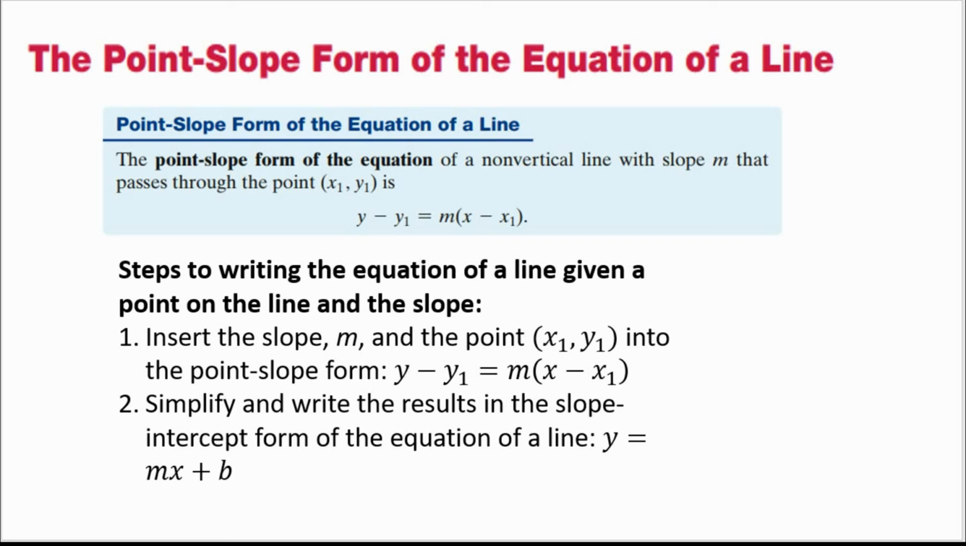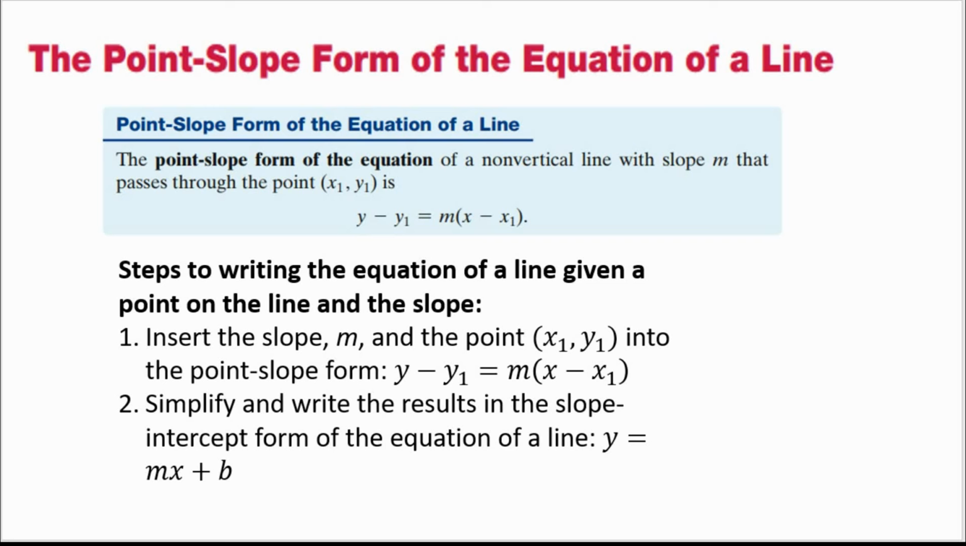So, steps to writing the equation of a line given a point on the line and the slope. So what do we need to do? If they give us two things, the slope and a point, then that's cool. All I'm doing is plugging into this equation the value I'm given, m, the slope, and then they give me a point, x sub 1 and y sub 1. After that, just simplify, and you want to write the equation in what's called the slope-intercept form.